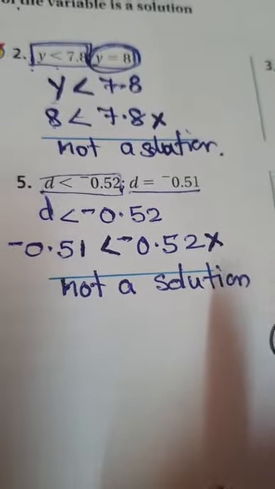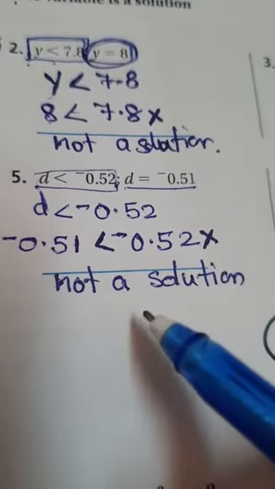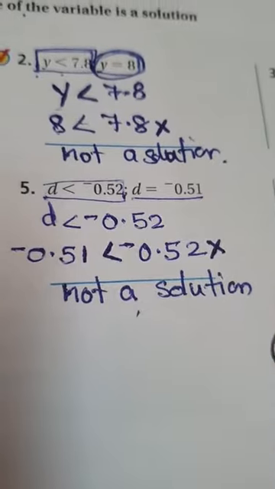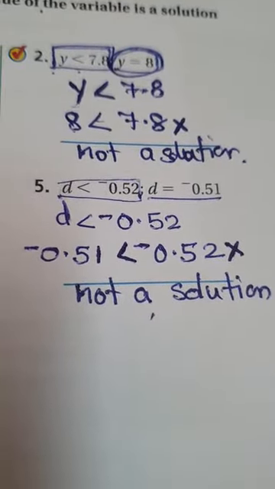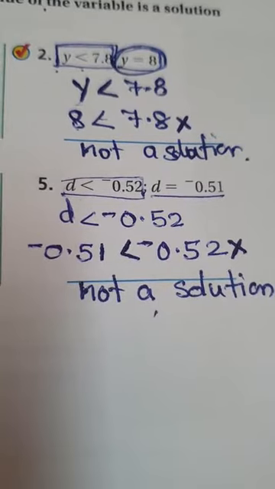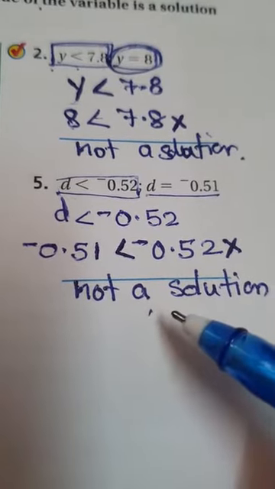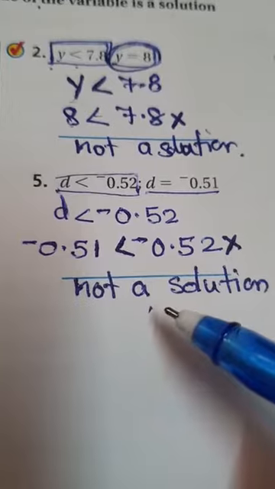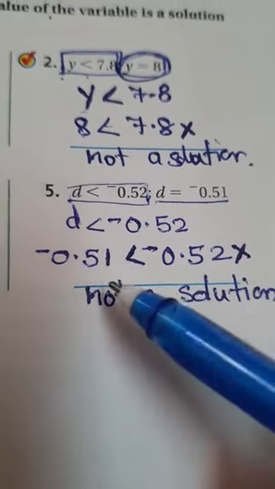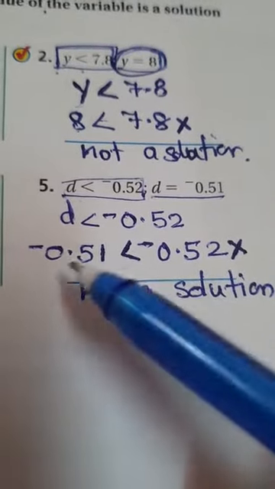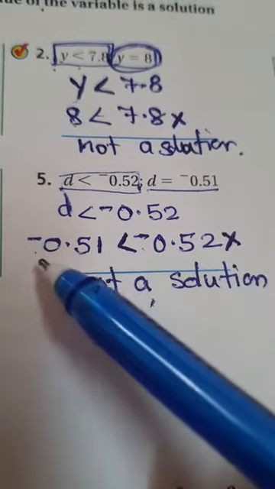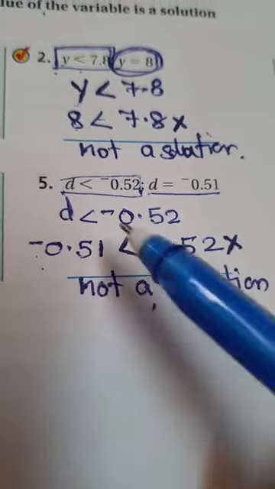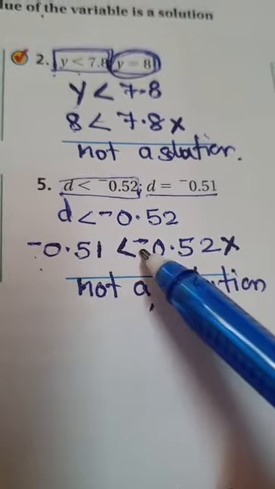Okay, now you can look at the screen. So did you all get this answer, not a solution? Did you? Or did you write a solution? If you have written not a solution, it's very, very well done. But if you have written a solution, that means you did not look at these negative signs. We are dealing with two negative numbers.